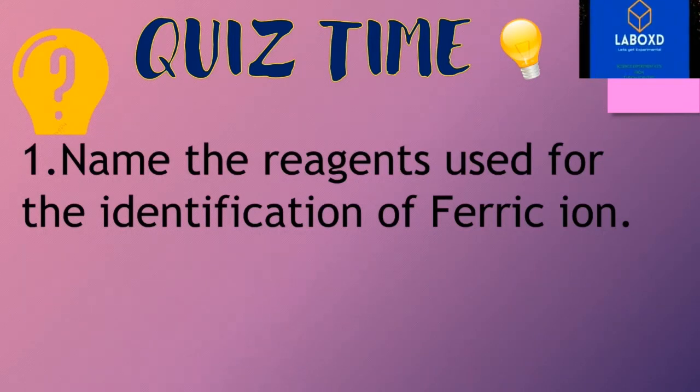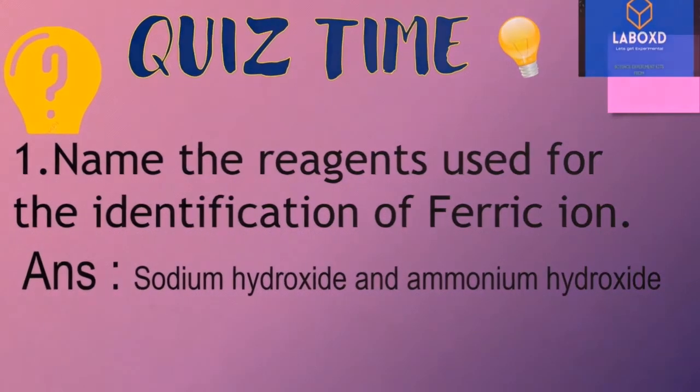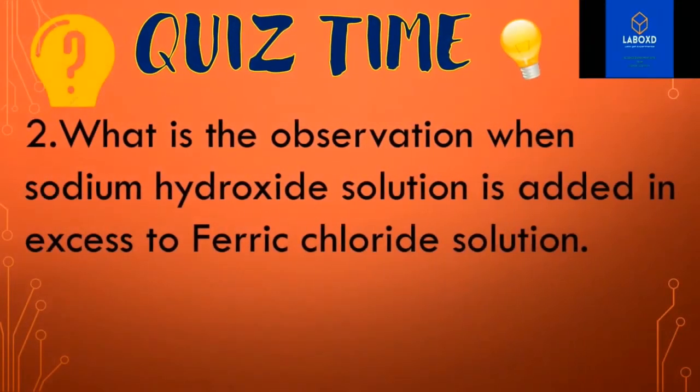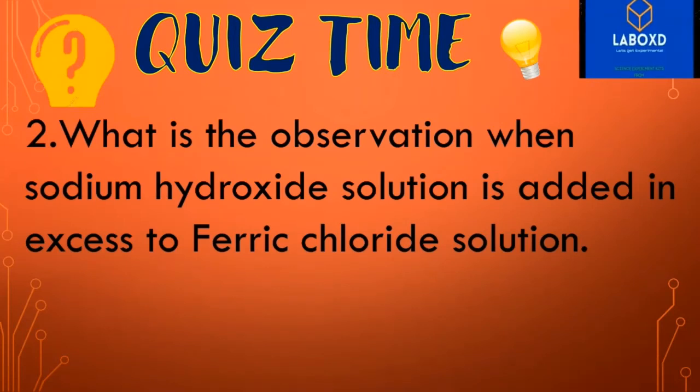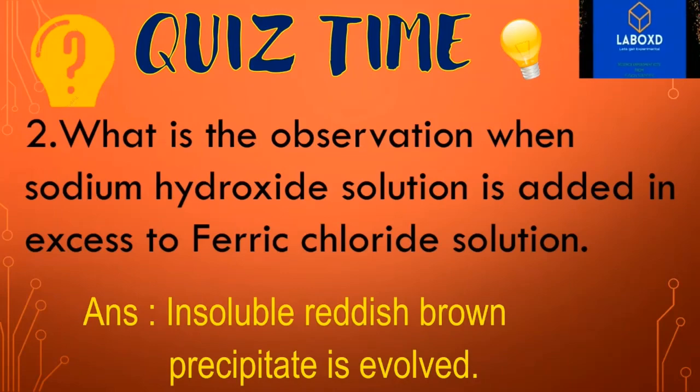Quiz time. Name the reagents used for the identification of ferric ion. Sodium hydroxide and ammonium hydroxide. Second question. What is the observation when sodium hydroxide solution is added in excess to ferric chloride solution? Insoluble reddish-brown precipitate is evolved.